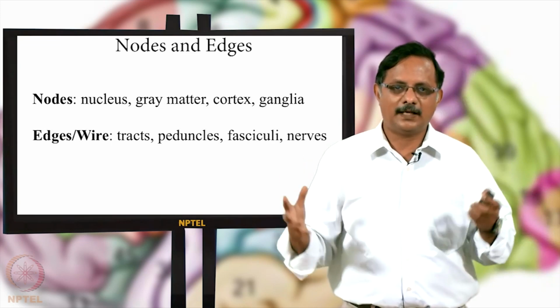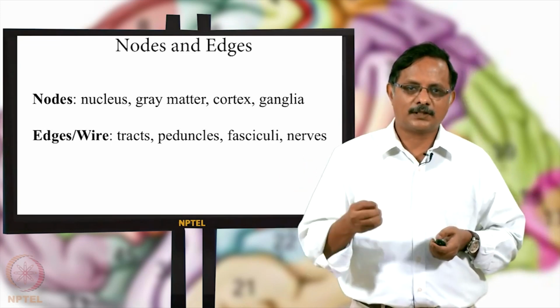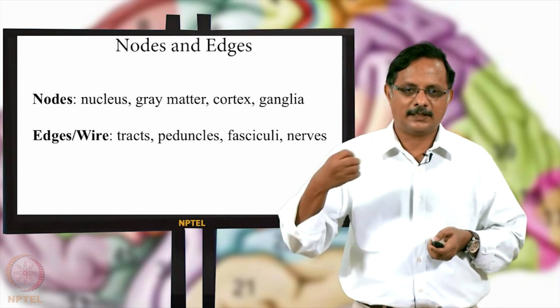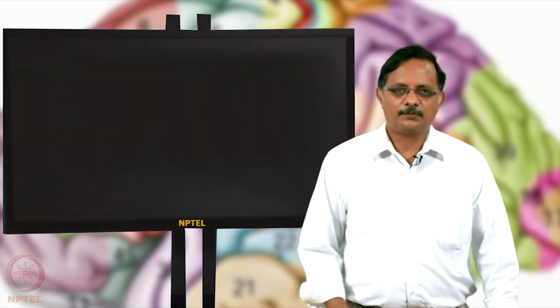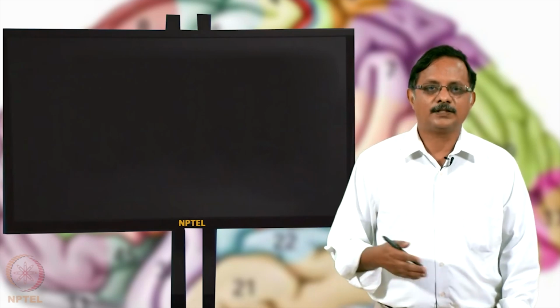Okay, so basically, the brain is a network with nodes and edges. Nodes are masses of neurons which go by all these names, and the edges are wires which also go by many names. So, what is special about Einstein's brain? What are the main findings of these studies?